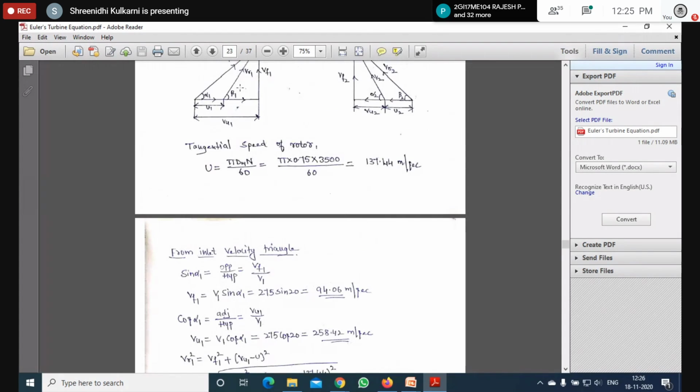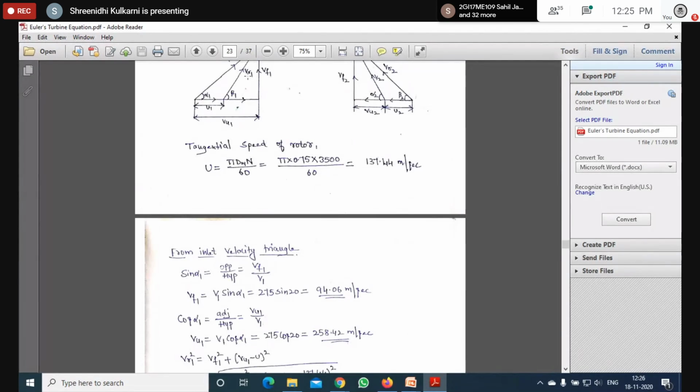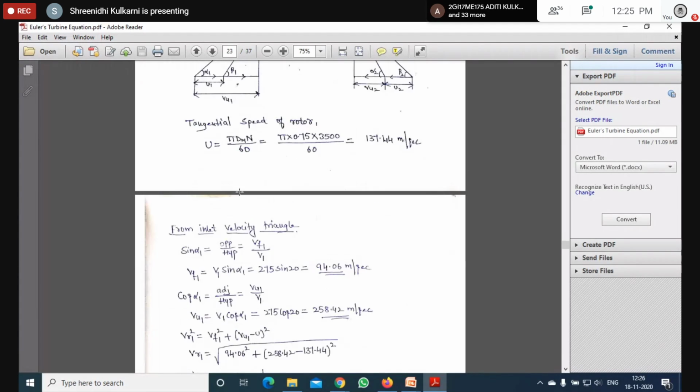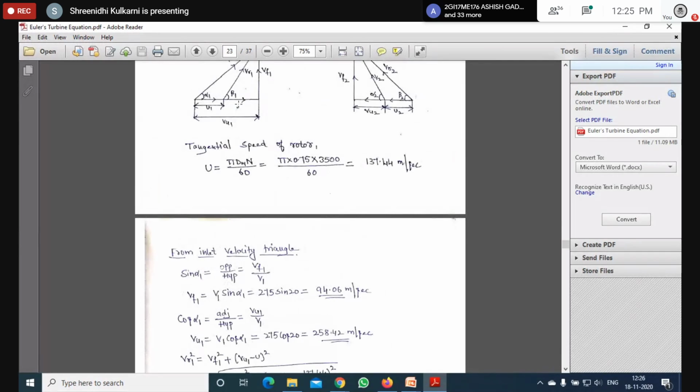From the inlet velocity triangle, apply the Pythagoras rule and find out VR1, the relative velocity at inlet. Using this right angle triangle, we get VR1 square is equal to VF1 square plus this distance, which is (VU1 minus U) whole square.